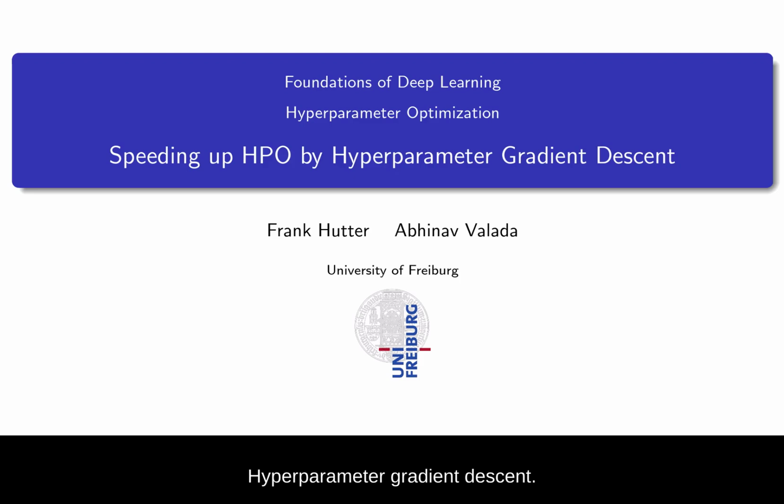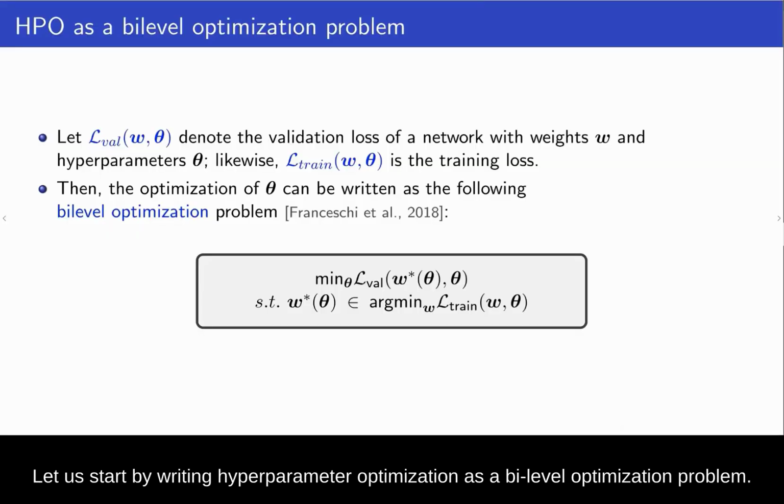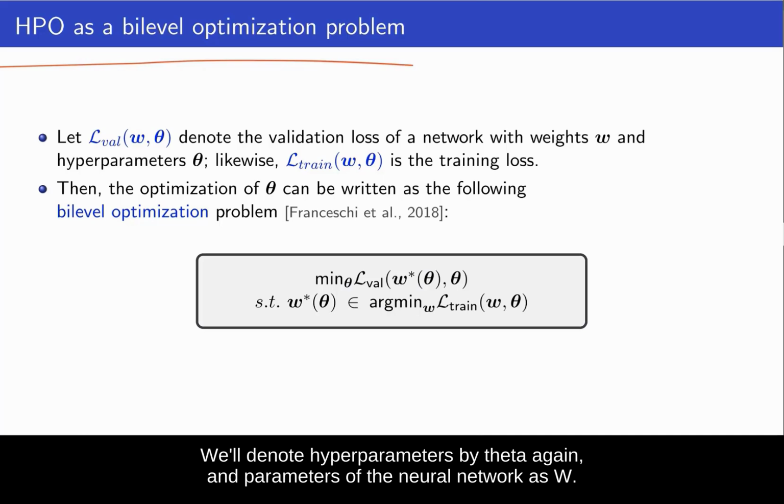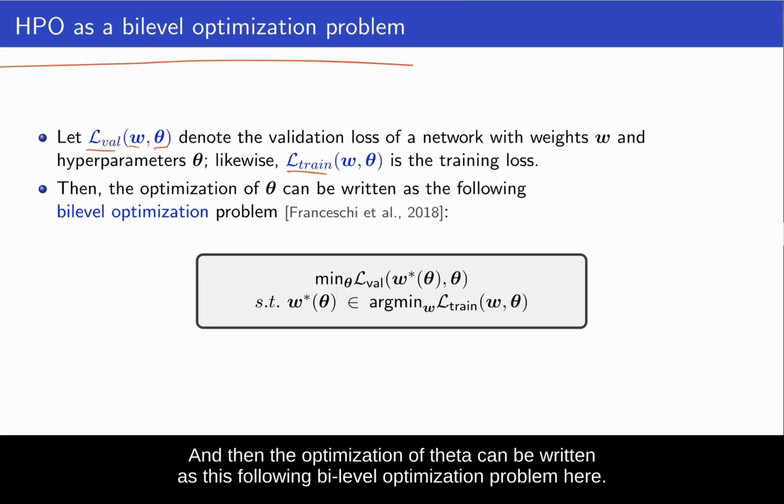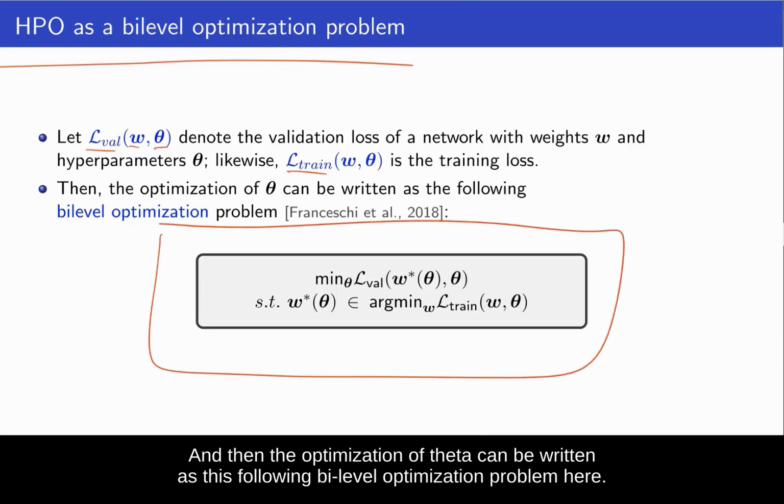Hyperparameter gradient descent. Let us start by writing hyperparameter optimization as a bilevel optimization problem. We'll denote hyperparameters by theta again, and parameters of the neural network as W. We'll denote by Lval the validation loss of the network, and by Ltrain the training loss. And then the optimization of theta can be written as this following bilevel optimization problem here.